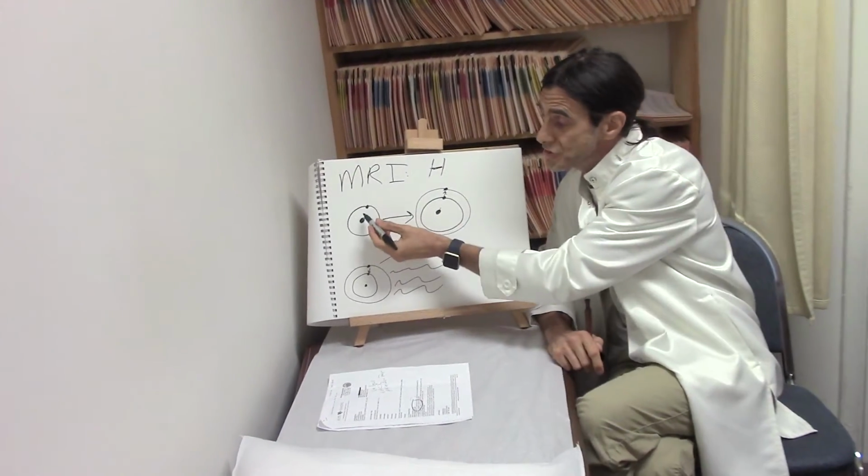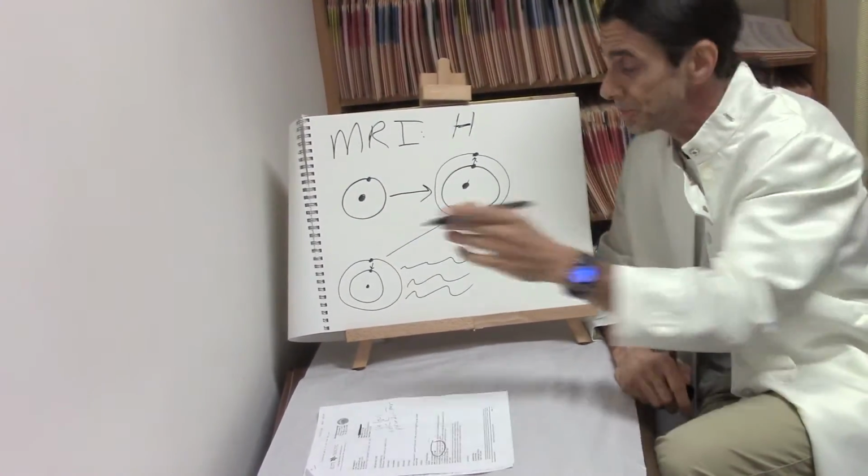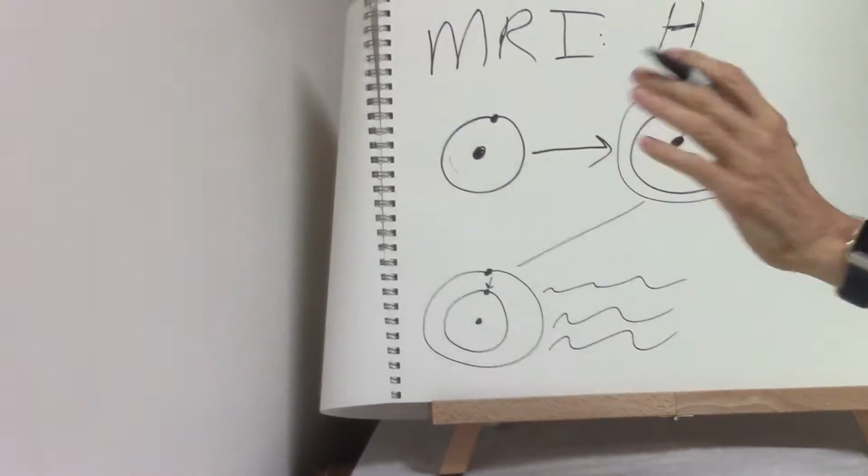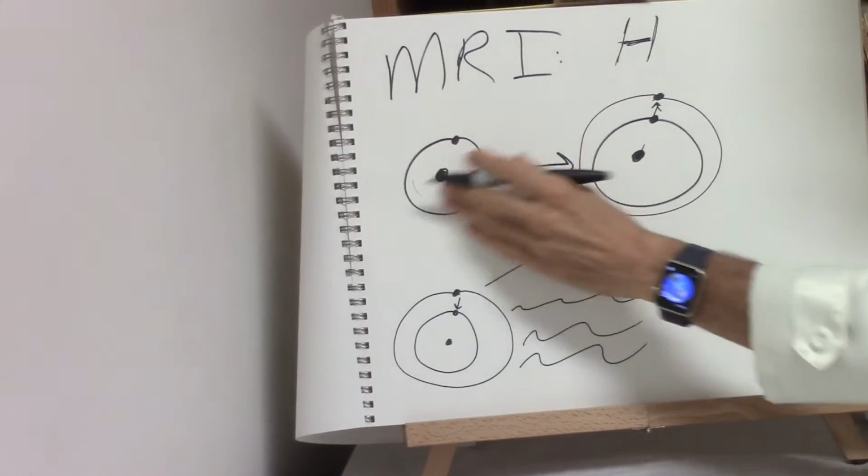Now, a hydrogen atom is very simple. It has one proton, one electron spinning around it. Now, what the MRI does is real simple. Creates an electrical field.